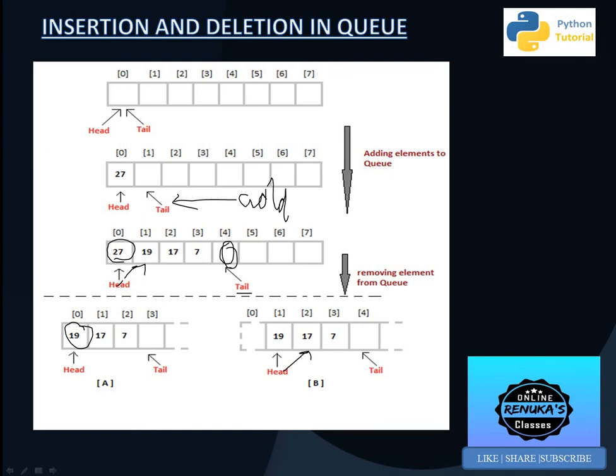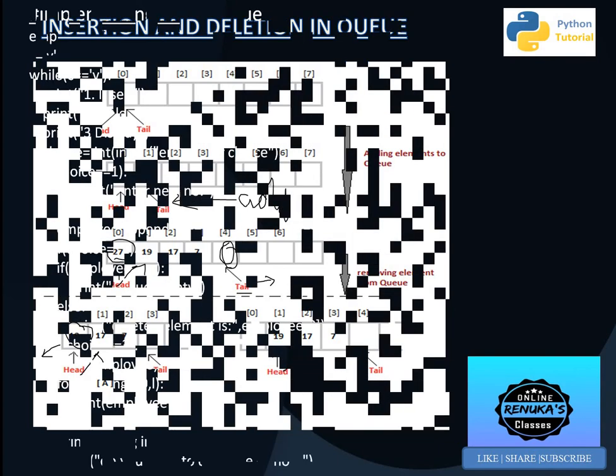From the rear end we are adding, so that's why the tail is moving towards the right-hand side, one index is incrementing. And at the time of deletion, when the first item is deleted from the front end, then the head will move to the next item pointer. So in that case, after the removal of 19, 17 will become the first node. So like this queues are working.